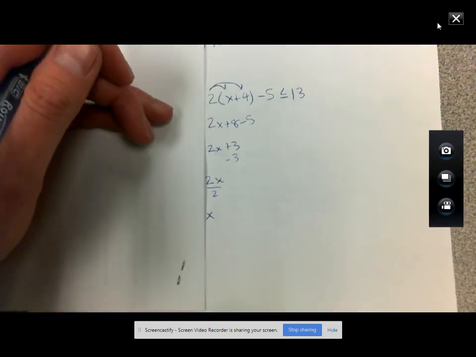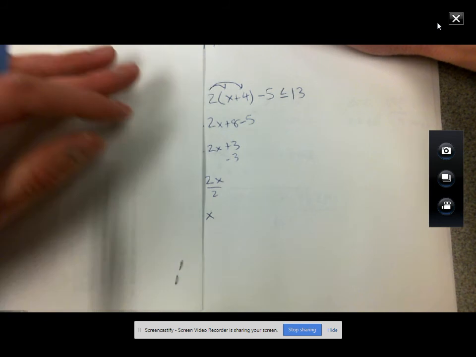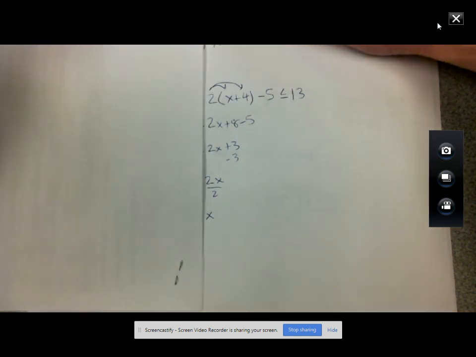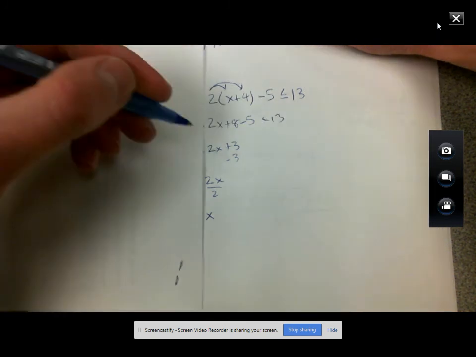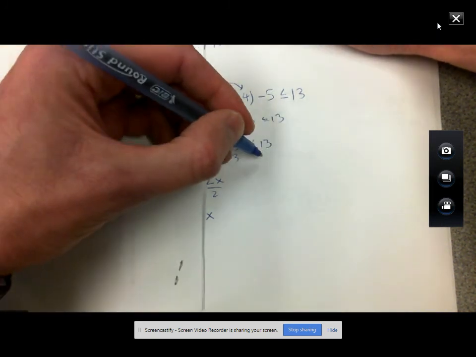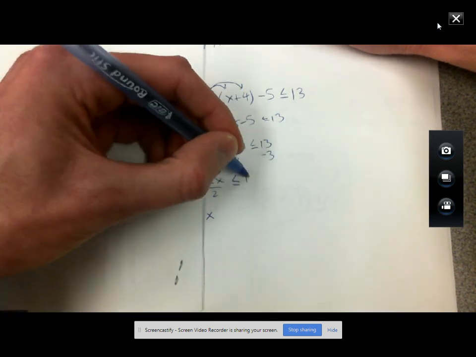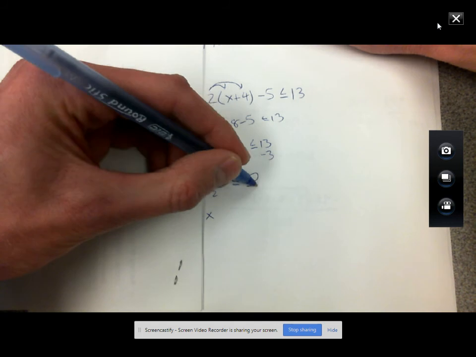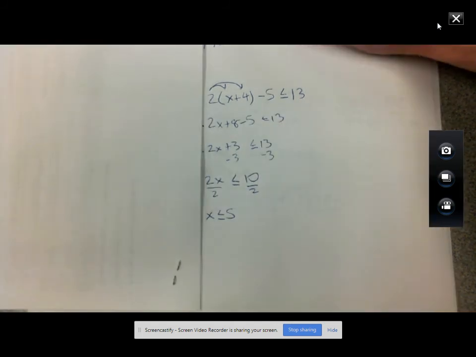So now we're going to do the same thing, except we're going to solve it with the 13. So we're going to solve it on the right side. Again, distribute through, combine like terms. We'll subtract 3 from both sides of this inequality. 10, divide both sides by 2, and I get that x is less than or equal to 5.